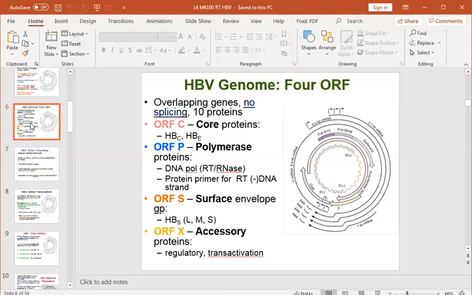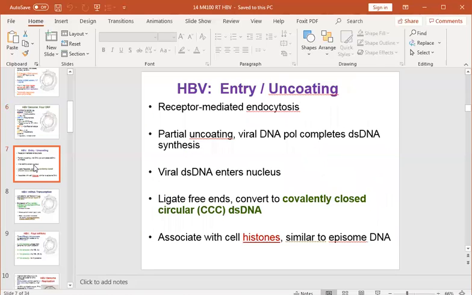And open reading frame X codes for accessory proteins. These are either regulatory proteins or transactivation proteins. Moving to slide number 7, the entry and uncoating of hepatitis B virus. The virus gains entry into the host cells through receptor-mediated endocytosis. So it requires specific receptors on the surface of the host cell.